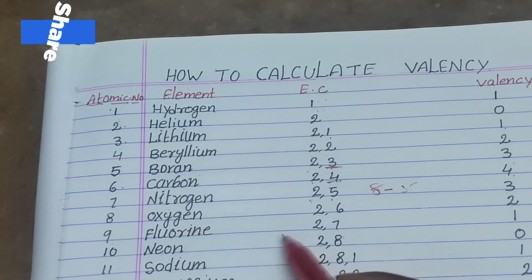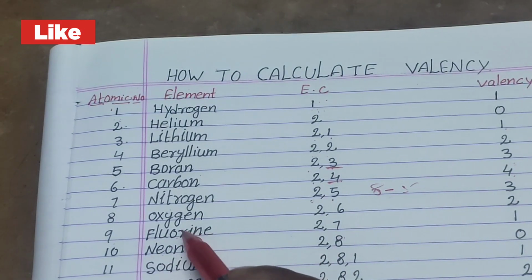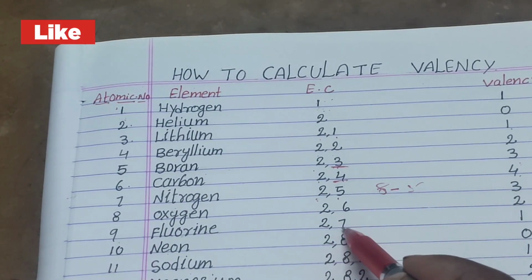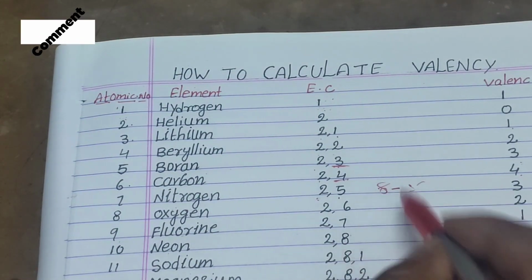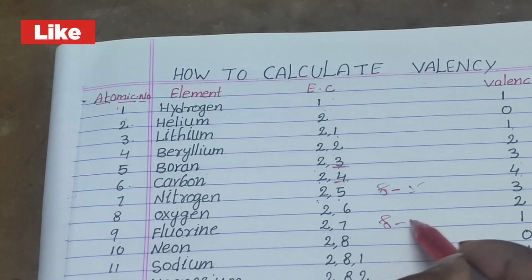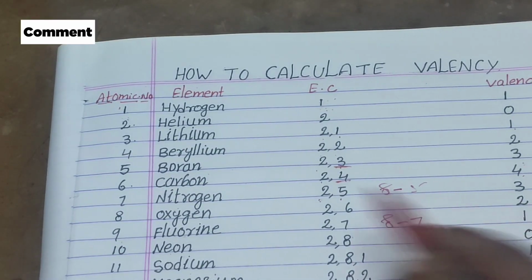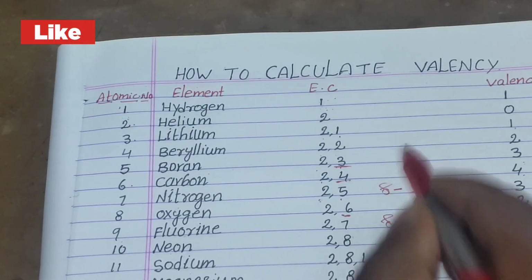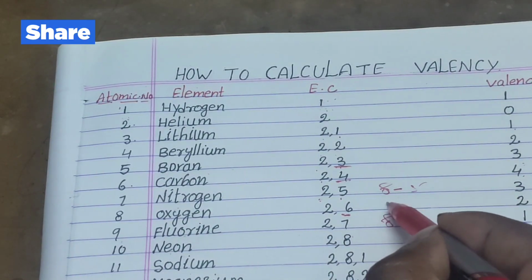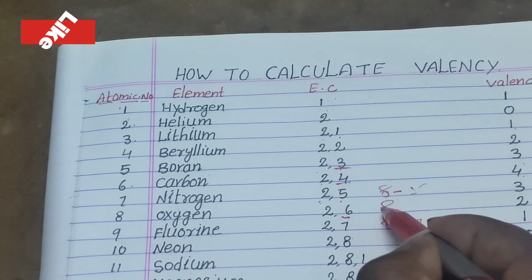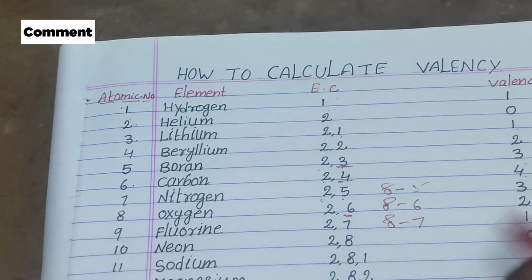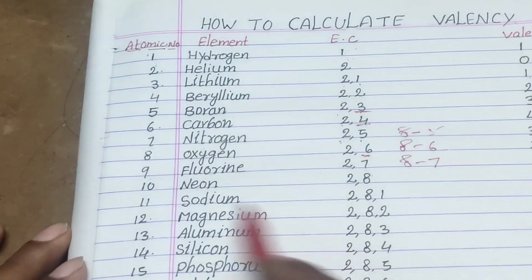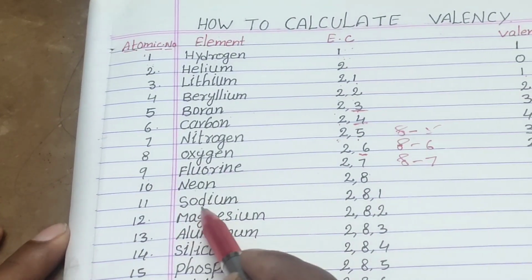Along with that, fluorine's atomic number is 9 and the outermost shell has 7 electrons, so 8 minus 7 equals 1. Along with that, oxygen has 6 valency electrons and the valence is 8 minus 6, which equals 2. And the noble gases have 0 valency.